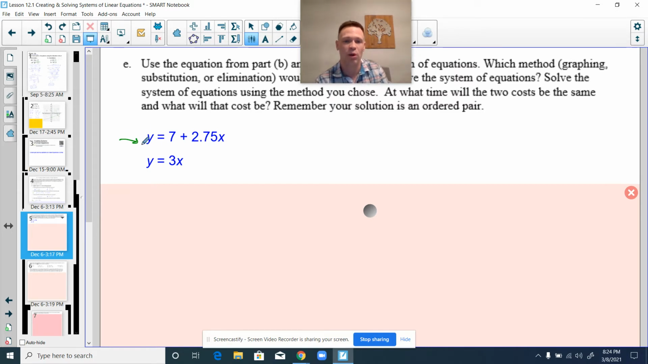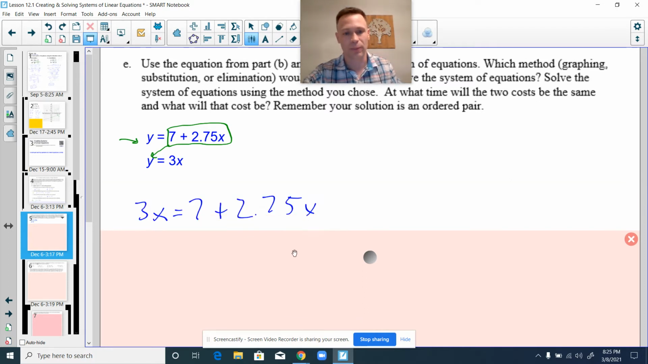And this is set up perfectly for substitution because I have an equation solved for a variable in both, which means I can take this 7 plus 2.75x and substitute it in for y. So I know that y is equal to 7 plus 2.75x. So I can substitute it in for y into the other equation. That's exactly what I did. I did it in a little bit different order. It doesn't make a difference. It can go this way or that way. So in any event, I substitute that value in. I get 3x is equal to 7 plus 2.75x.